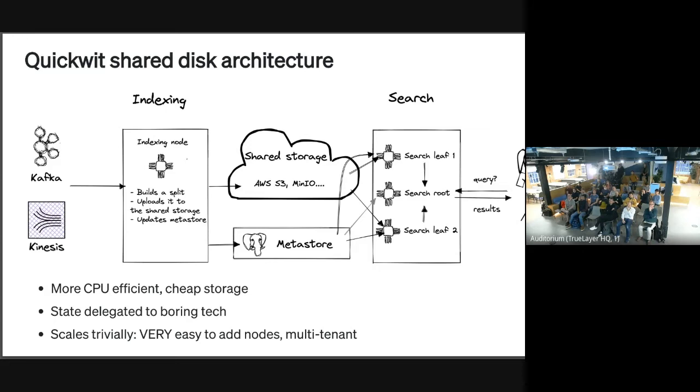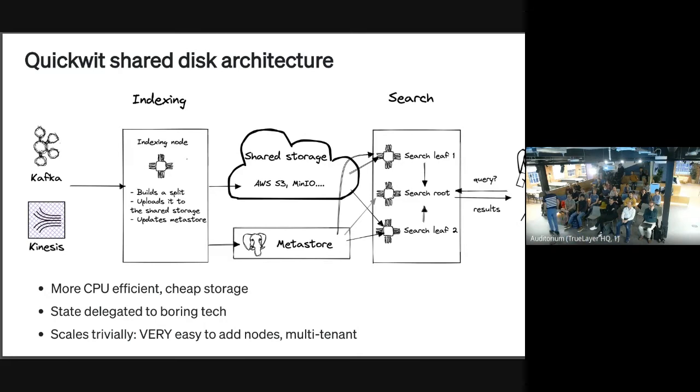Then on the indexing part, we index a document only one time. So instead of 2 or instead of 3, we index it only one time. So it's better. And then we benefit from a cheap storage. Generally, we are using Amazon S3.